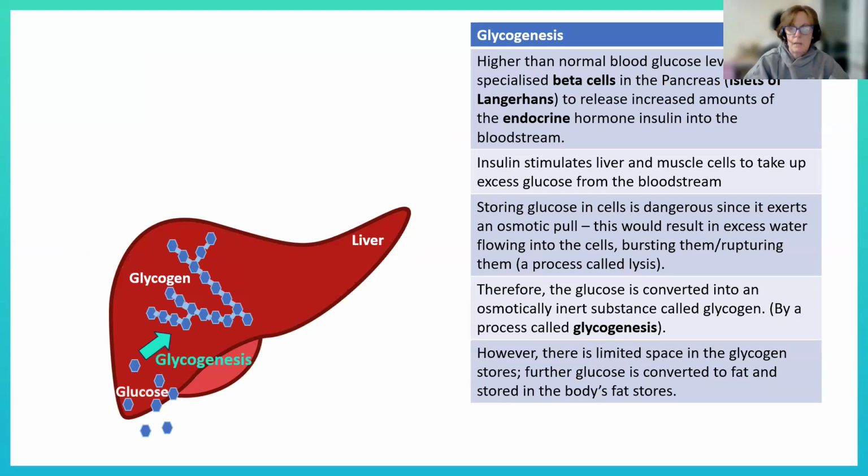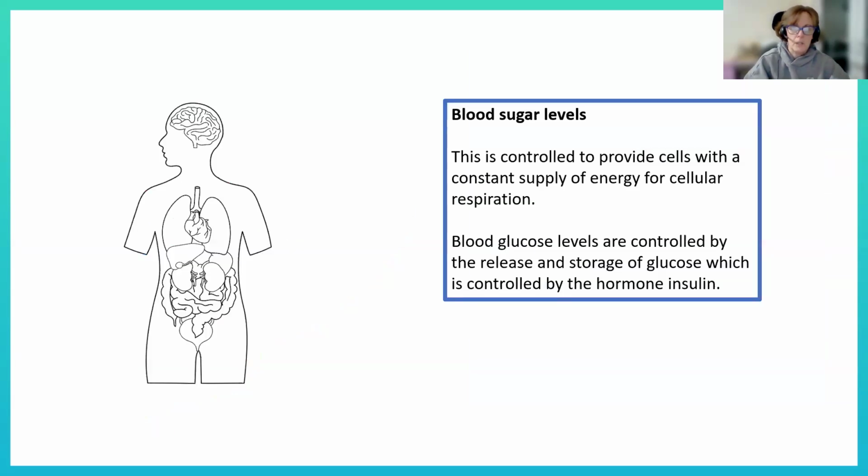It's much safer for the cells. It won't pull the water in. So instead of storing glucose, we convert it into something called glycogen because it's osmotically inert. It doesn't pull the water. And this process, we're making glycogen, so it's called glycogenesis, genesis to make, because we're making glycogen. There is only a certain amount of space we can store glycogen, and the rest of it's then converted into fat.